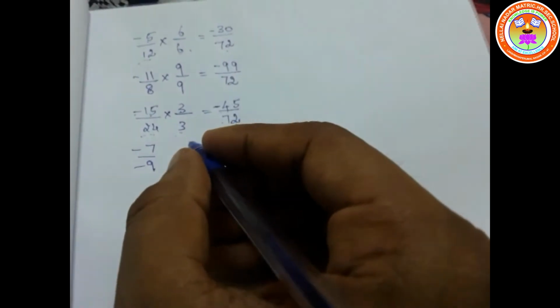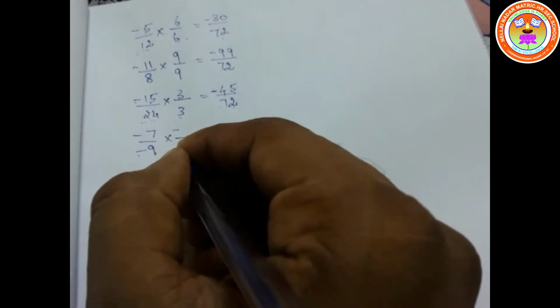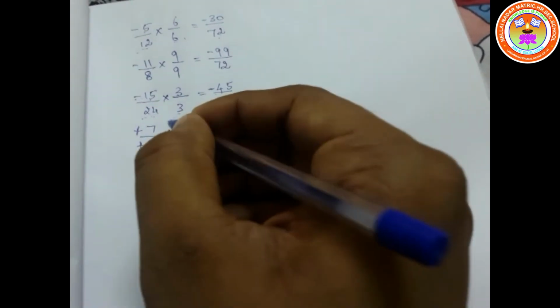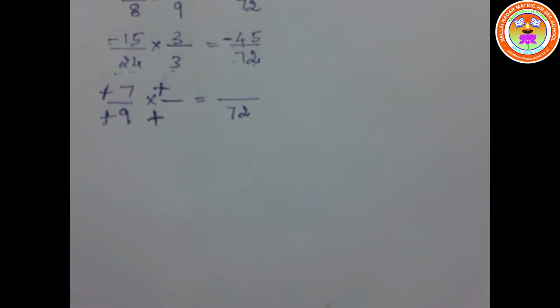Minus 7 by minus 9. This one, which number do you have to multiply with to get 72? Since the denominator is negative, you would have to multiply with negative numbers to get 72. Otherwise, no need for any confusion. Convert into positive, and finally we will put the negative symbol. For your understanding, I am not at all confusing with the negatives. Convert all the numbers as positives.